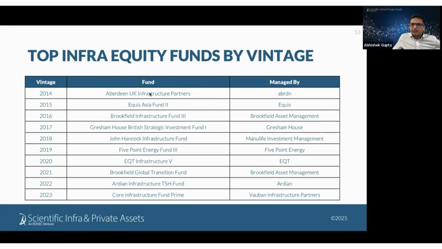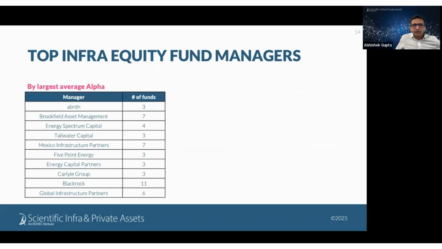There's less persistence in that sense, that the same manager keeps delivering higher alpha every vintage year. And also that's because if they are in a series of funds, it comes out every 3-4 years. So that's also partly the reason behind this observation.